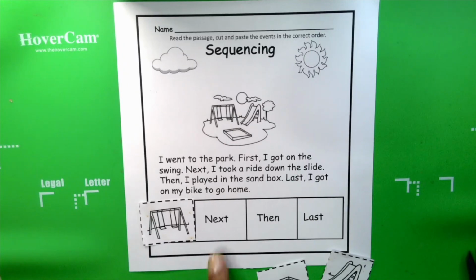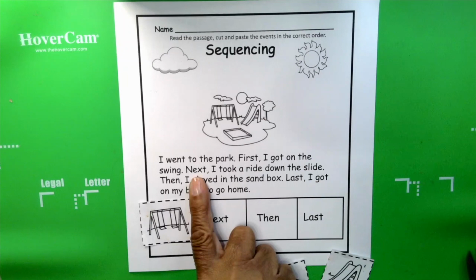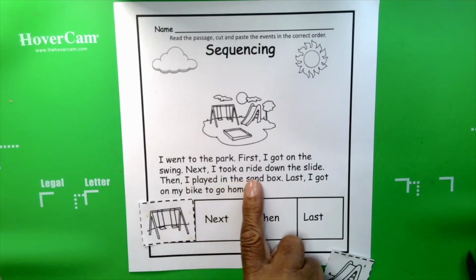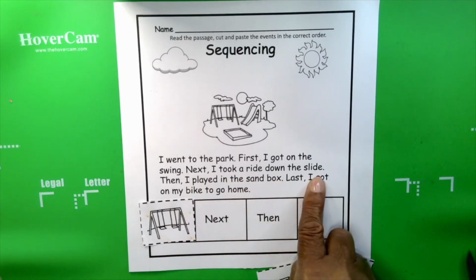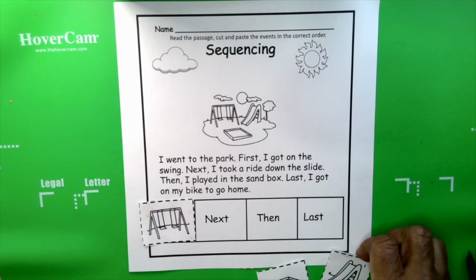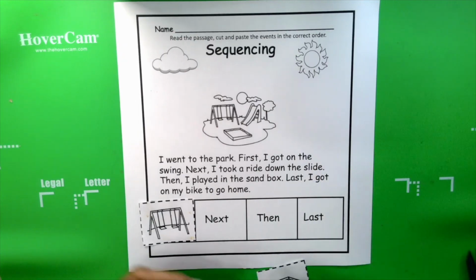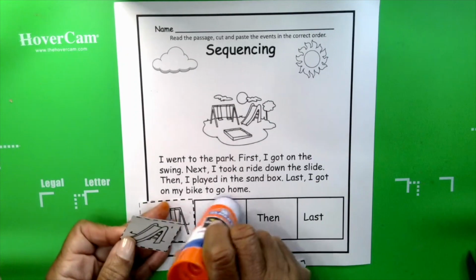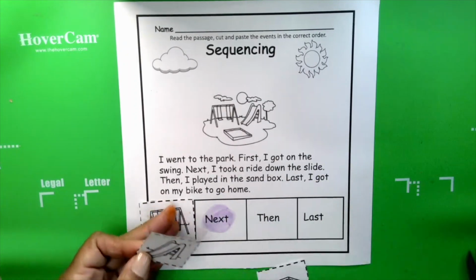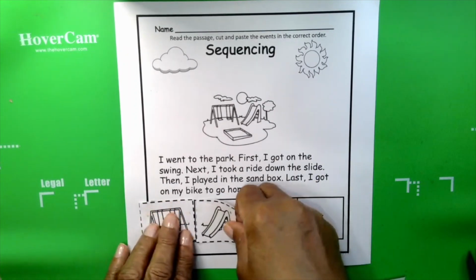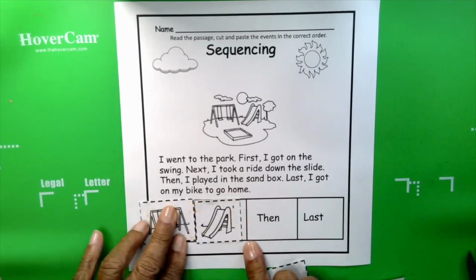Then what happened next? We're going to look for the word that says next. It says, next, I took a ride down the slide. Now, where's my slide? Here it is. Okay, I'm going to give it a swirl of glue. And there you go.